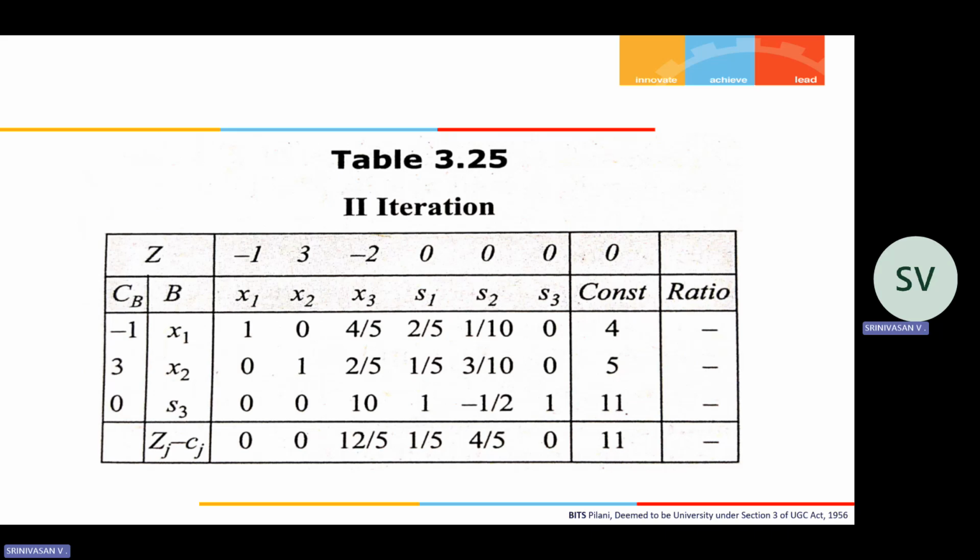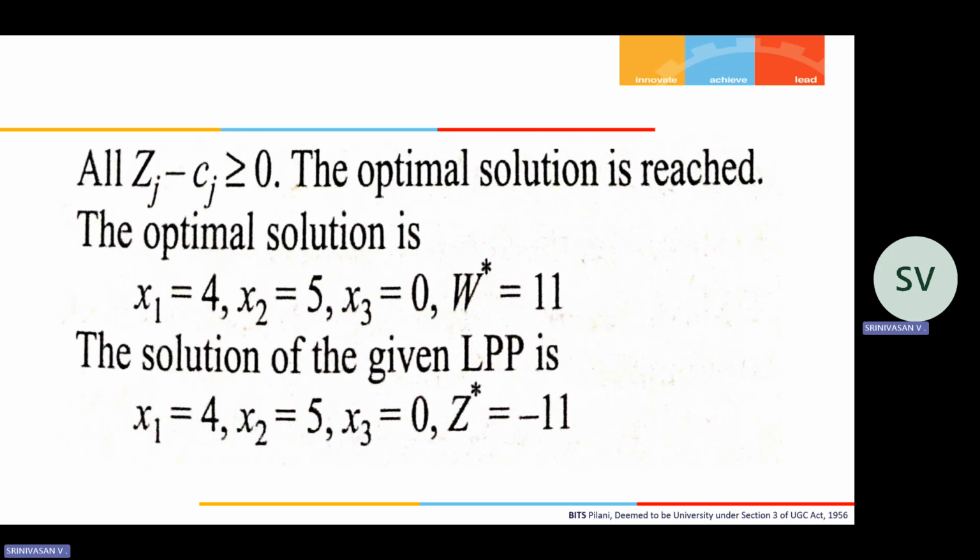Okay. So all Zj minus Cj greater than or equal to 0.